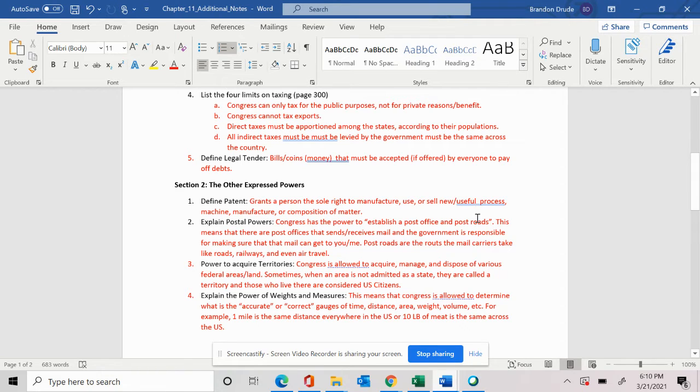Now, what is post roads? This means that Congress has the right to send mail, make the routes. So that means roads. That means railways. That means air travel. That means travel by sea. Congress has used this to make things such as roads and to establish clear routes to make sure the mail gets to us. So this power has been used throughout our history because it's one of the most important methods of getting information and other important stuff to the people.